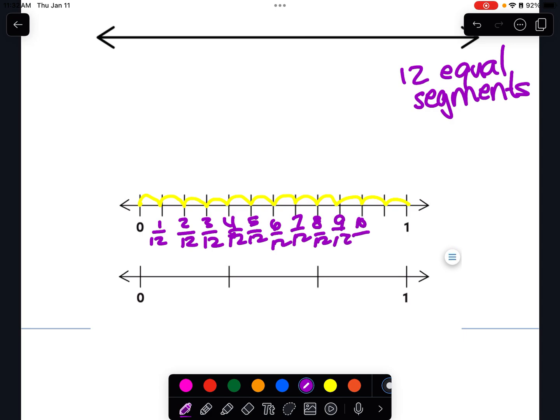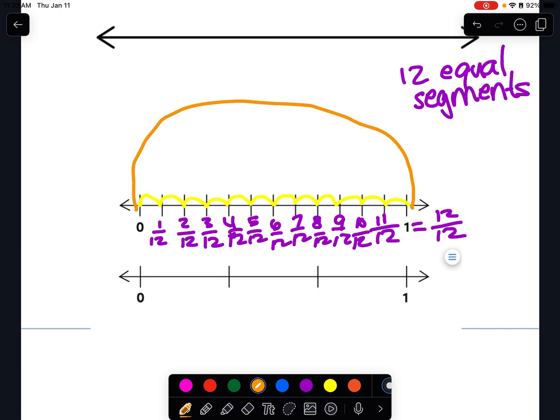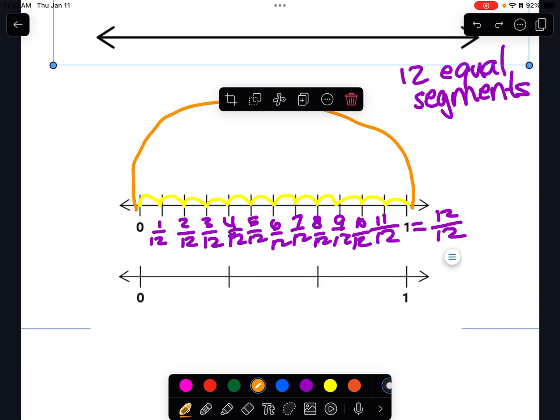Oh my goodness, we're gonna go all the way till 12/12. Now 1 is actually equal to 12/12. And that's because any time the numerator is the same as the denominator, it equals 1. And the reason that makes sense is if we look at this picture here and we go from 0 to 1, you can see that 12 out of 12 equal segments is the same as 1. And we'll be talking more about that.